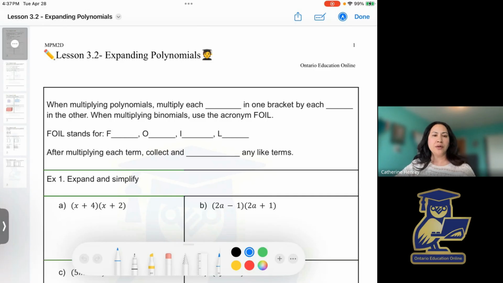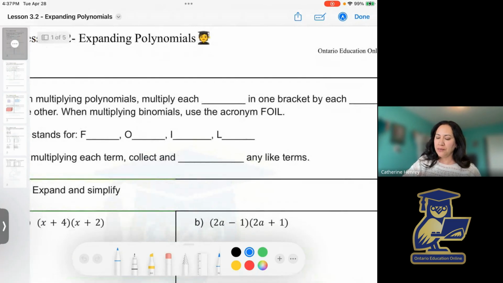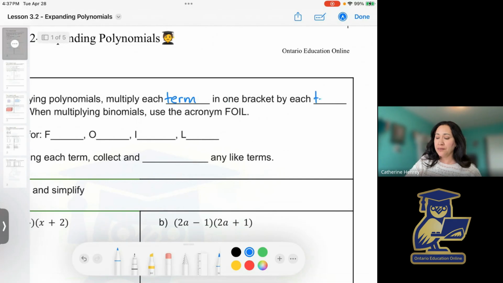Hey everyone, we're here with lesson 3.2 about expanding polynomials. And here we're going to talk about multiplying polynomials with each other. So when we multiply polynomials, we want to make sure that we multiply each term in one bracket by each term in the other.